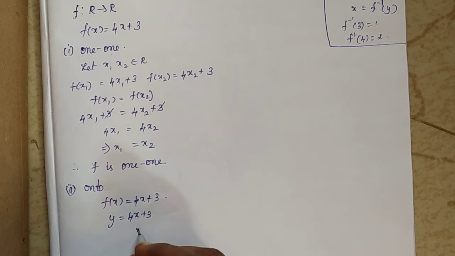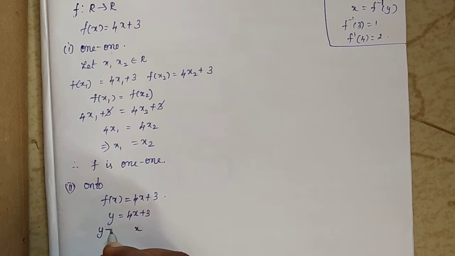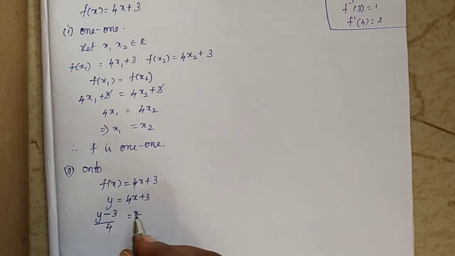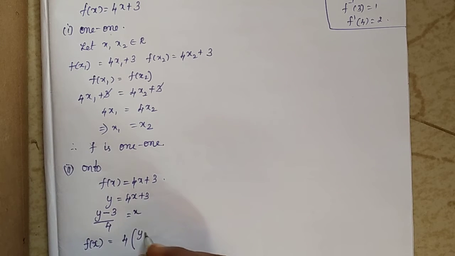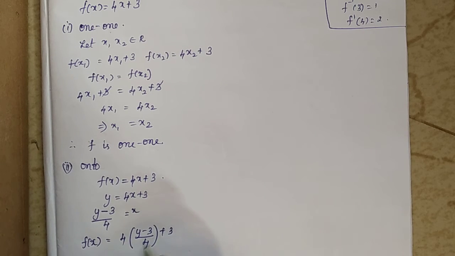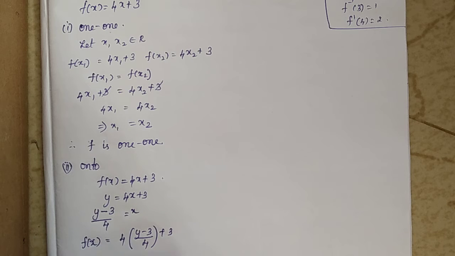Now what will be my x value? Take it to the other side. When 3 goes to the other side, it becomes y minus 3, divided by 4. This is equal to x. Now, having found the x value, substitute it in the function itself. So f of x is equal to 4 times (y minus 3) over 4, plus 3. Now cancel: the 4 and 4 get cancelled, and plus 3 minus 3 get cancelled. So the answer is equal to y. So f of x is equal to y, I got here.